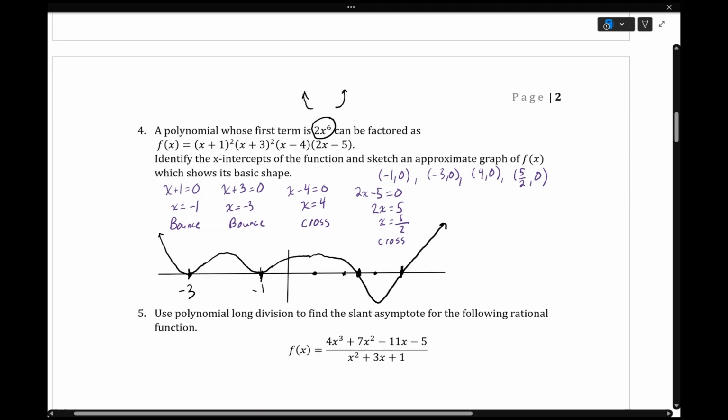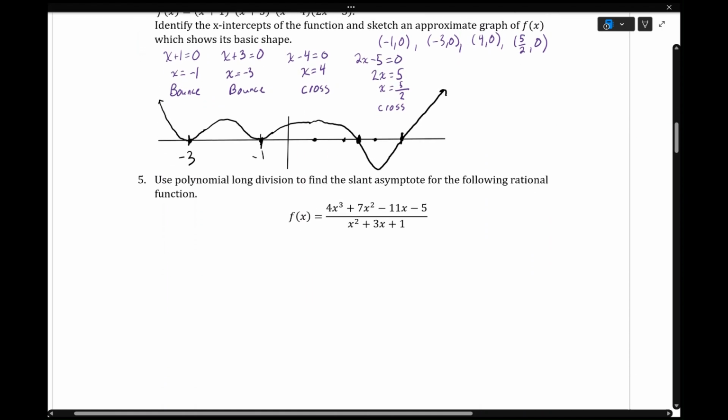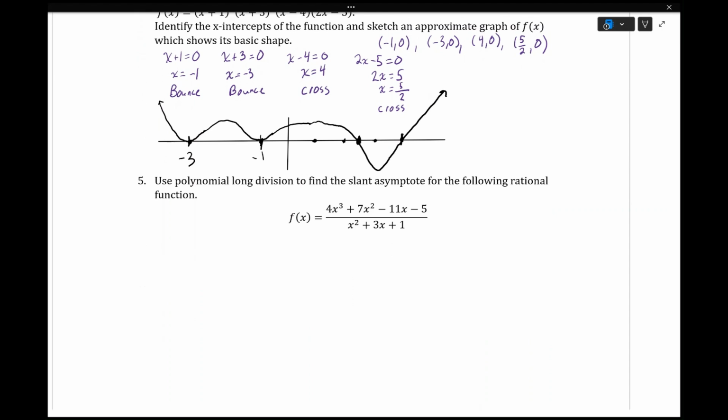All right, let's do polynomial long division, everyone's favorite thing. Now, we use it for a lot of reasons, but a common one is to find a slant asymptote for a rational function. Since this is x squared, we have to do our classic polynomial long division, where I do x squared plus 3x plus 1 goes into 4x cubed plus 7x squared minus 11x minus 5.